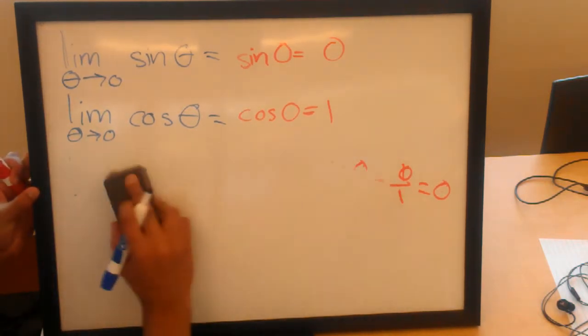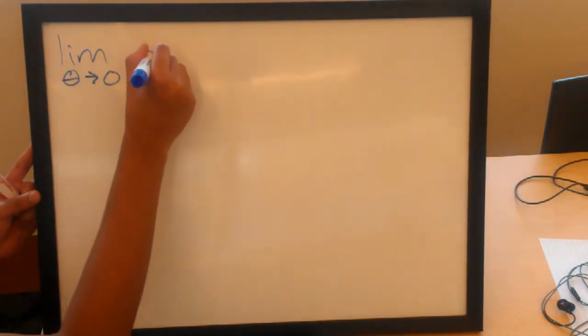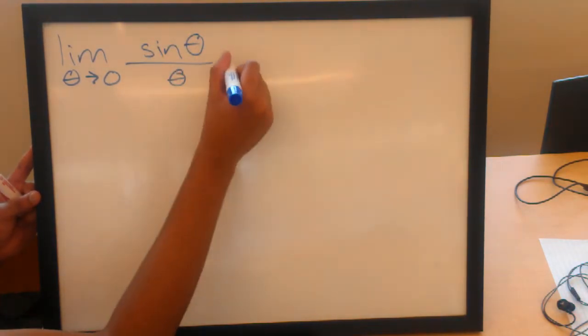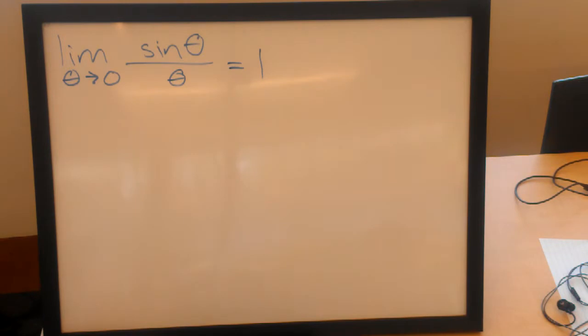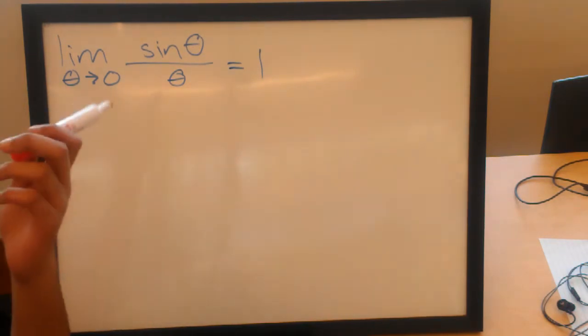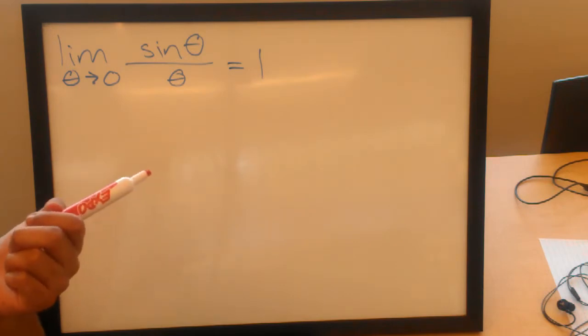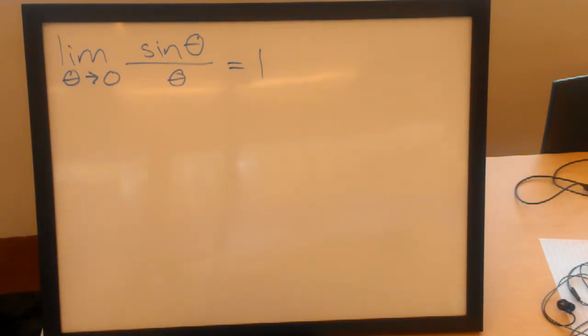And so the one property that you have to use over and over in order to do the book problems, I'm not going to prove it, but it says the limit as theta approaches 0 of sine theta over theta equals 1. You want to write this one down because you have to use it for like every problem. Okay, so I'll give an example on how to use this.